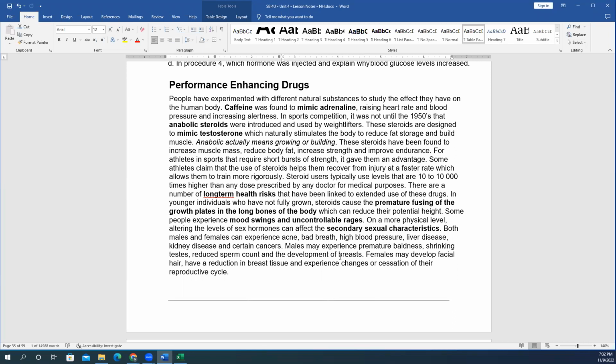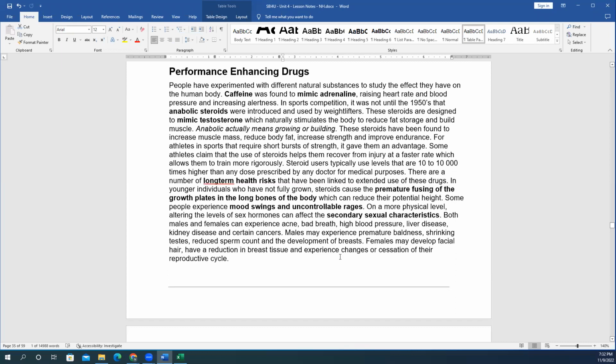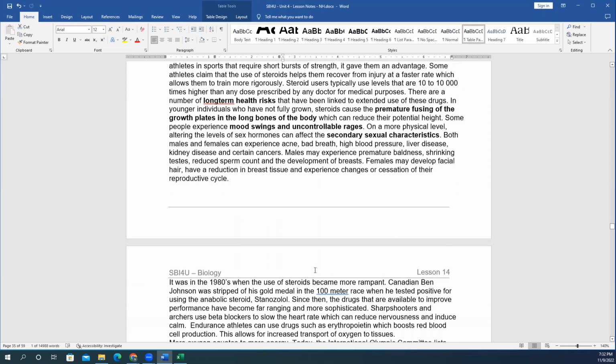Steroid use in males may result in premature baldness, shrinking testes, reduced sperm count, and sometimes even the development of breasts. In females, they can develop facial hair, have a reduction in breast tissue, and experience changes or even the cessation, the ending, of their menstrual cycle, their reproductive cycle.